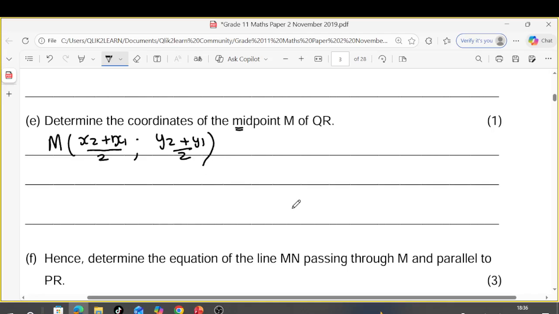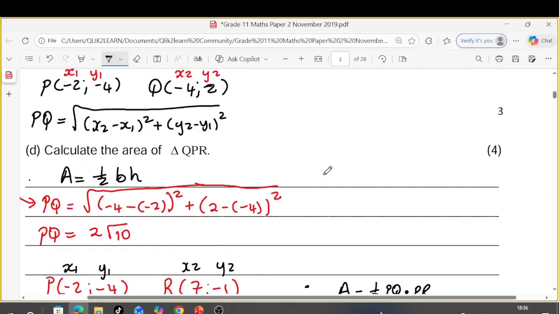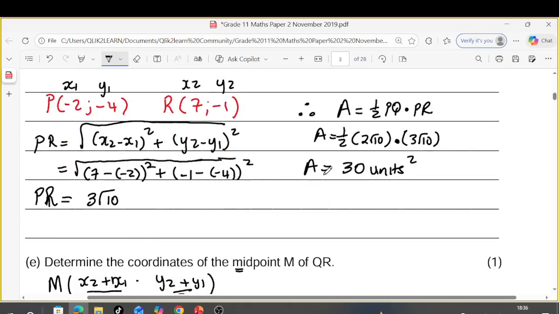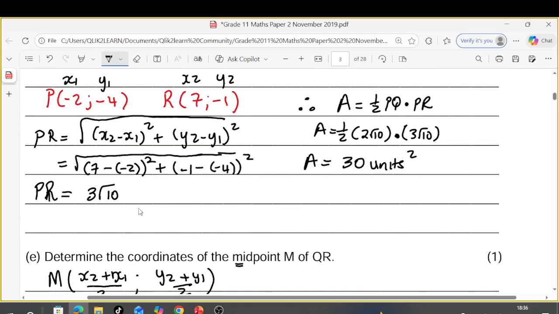So what you need is the point Q. The coordinates of Q, very important, are -4 and 2. So Q is the one that comes first. You see, QR. Q comes first. I'm going to write my Q as minus 4 and 2.